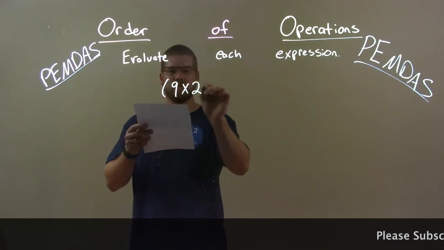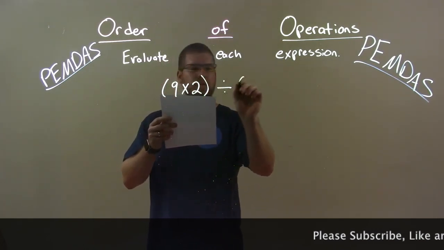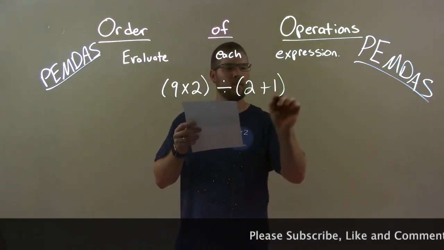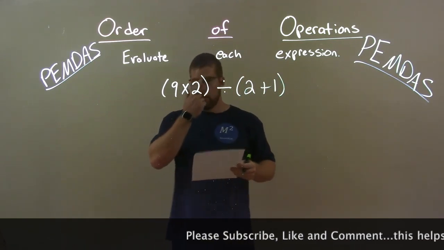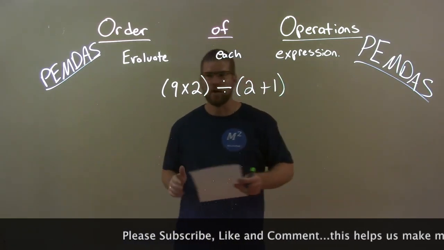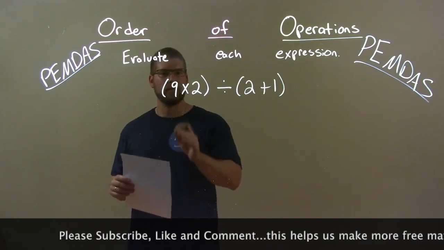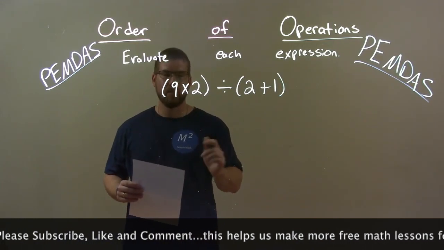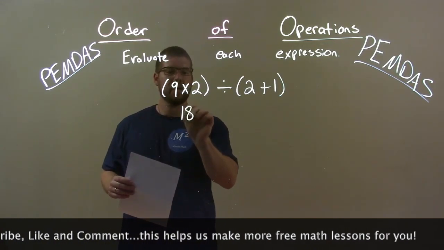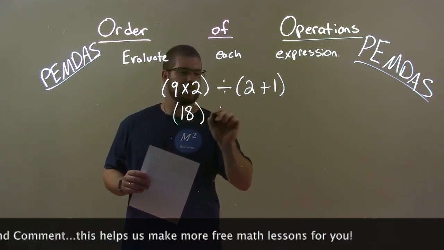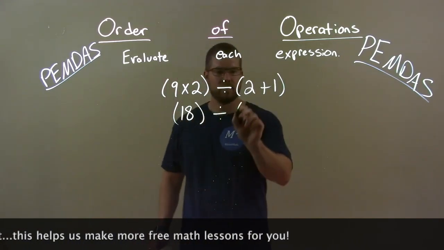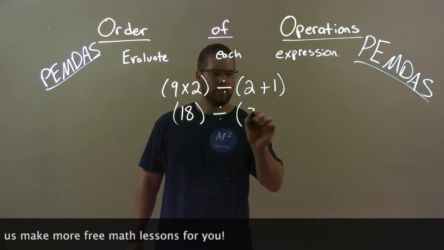9 times 2 divided by 2 plus 1. Okay? Well, we have to deal with our parentheses first, each one individually. First parentheses, 9 times 2 comes out to be 18. 18 there. Division. Next parentheses, 2 plus 1 is 3.